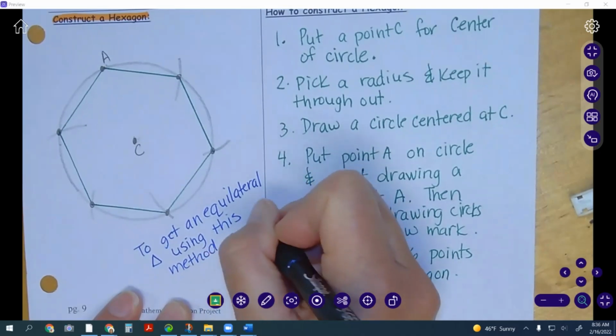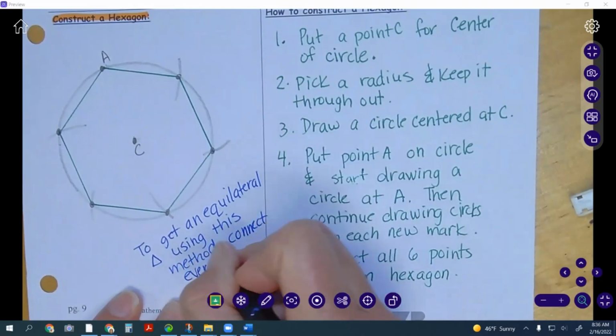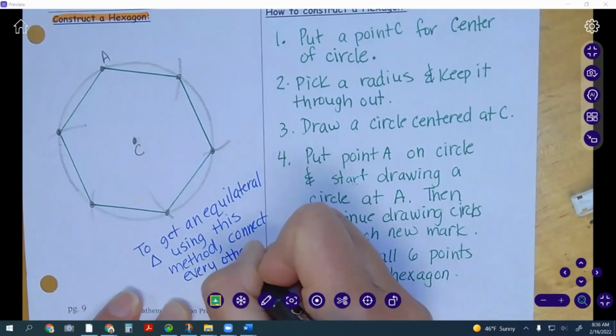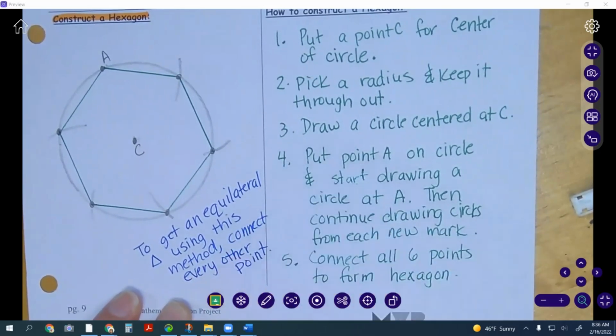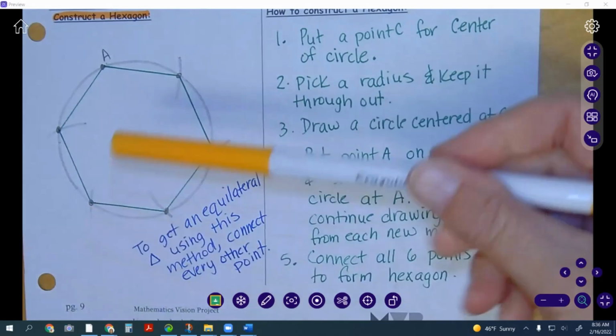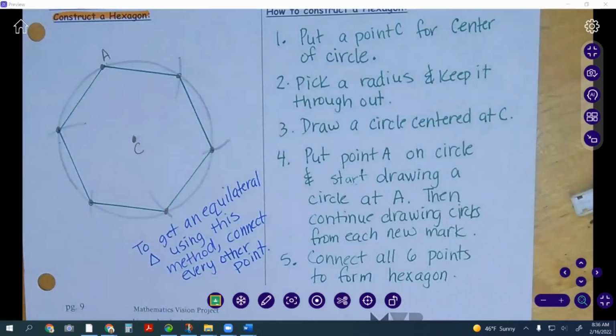Connect every other point. So I'm going to do that with just a pen. So the hexagon is my answer.